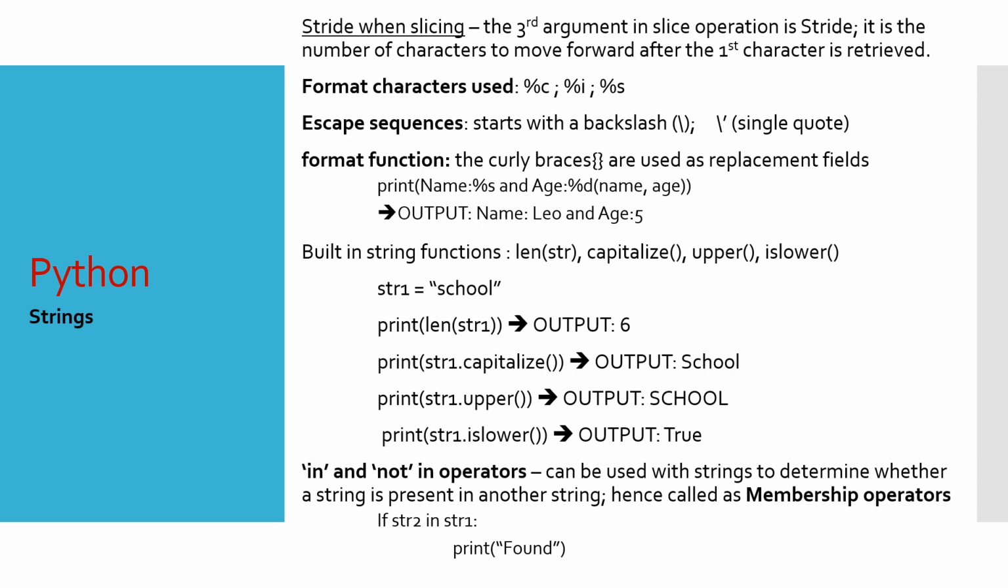In this example, name with percentage s means it's going to format that as a string, and for the age, percentage d means it's going to do it as a decimal. This makes life easier when you use such special characters to deal with a string or any other variable. Automatically, when you're printing it, it knows name is a string and age is a decimal. There are also other built-in string function examples, like length, capitalize, uppercase, and lowercase.